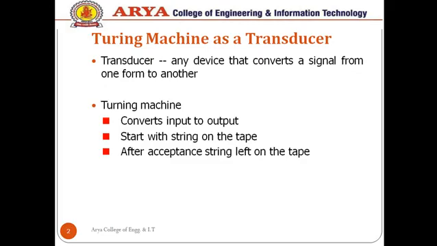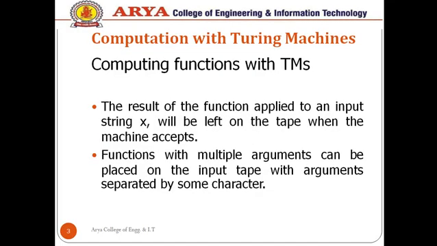In this, we start with the string on the input tape. After acceptance of the string, it is left on the input tape. Next is computation with the Turing machine. There are computing functions for this. Number one: the result of the function applied to the input string x will be left on the input tape when the machine accepts. When the machine accepts, it means it reaches the final state. When any function is applied and we get the final state, that means the string is accepted by this automaton.